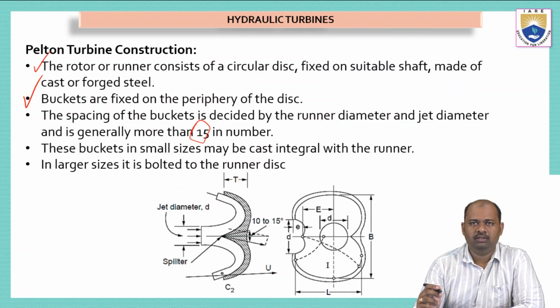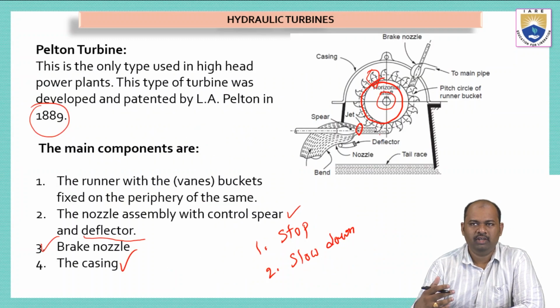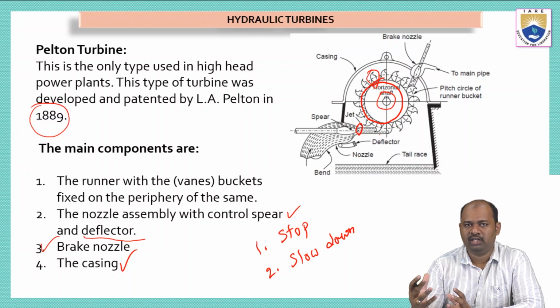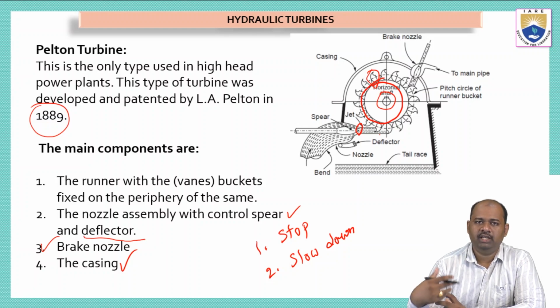And then the spacing is done. These buckets in small sizes may be cast integral with the runner. If the buckets are very small in size, that means we are using a smaller type of turbine. Then the entire runner along with the buckets will be cast. So these buckets are not separately made, they are fixed on the casting itself, integrated into the runner if it is very small in size.